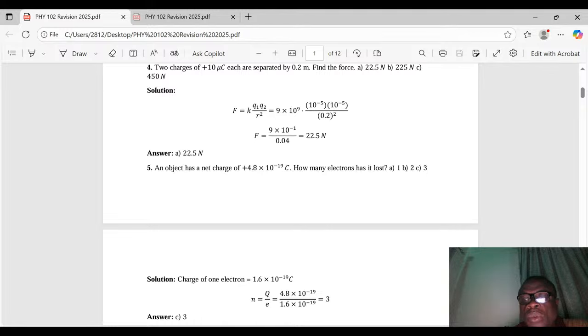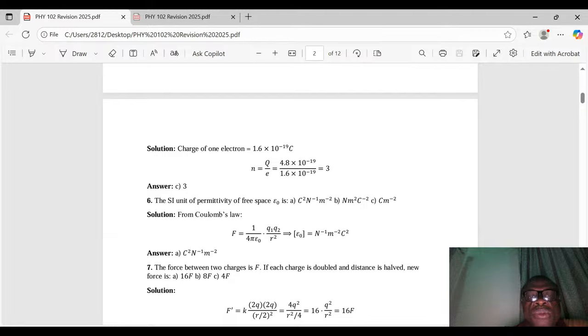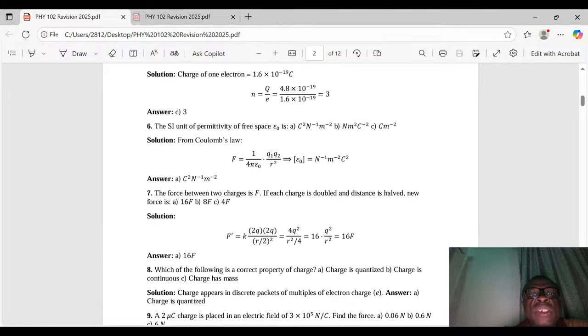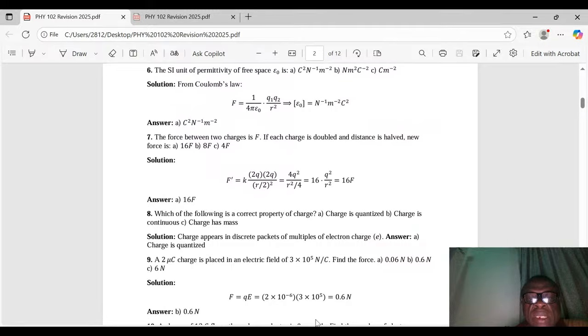So we are moving on to question 6. Question 6 says the SI unit of permittivity of free space is A, C square per Newton meters square, B, meter square per Coulomb square, and C, Coulomb per meter square.